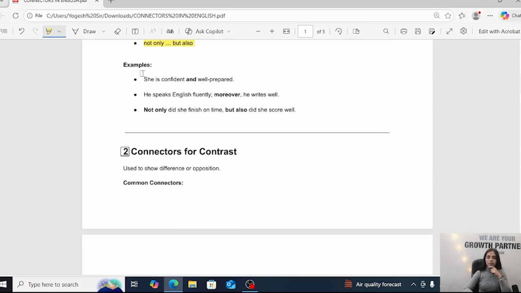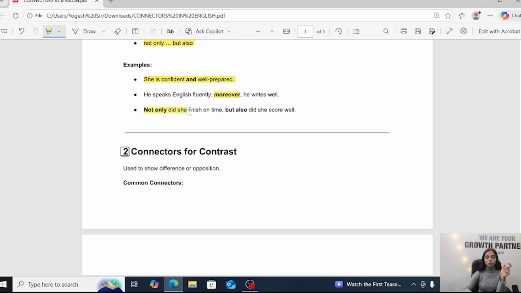So, the first example is she's confident and well prepared. These are two different sentences. We are talking about a girl who is confident as well as prepared. So we are using the connector and here. Next is he speaks English fluently. Moreover, he writes well. It is very easy here because they are joining two sentences about the same person using the connector moreover. And this is how we add the other sentence to the first one. So moreover is the connector of addition.